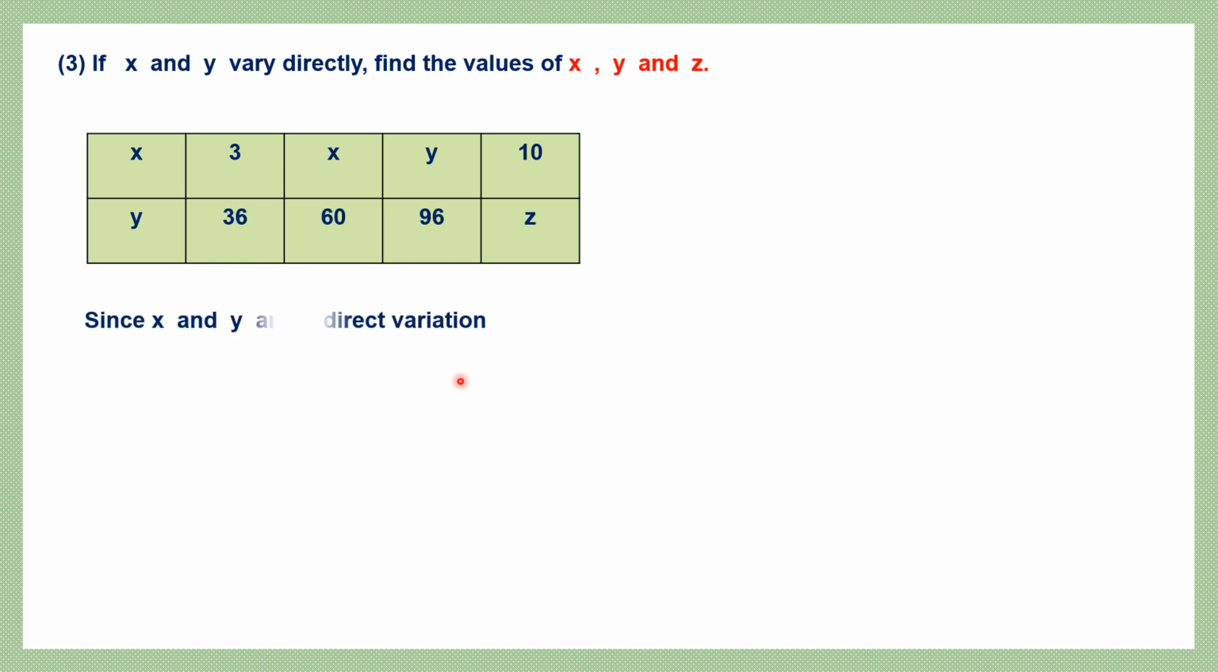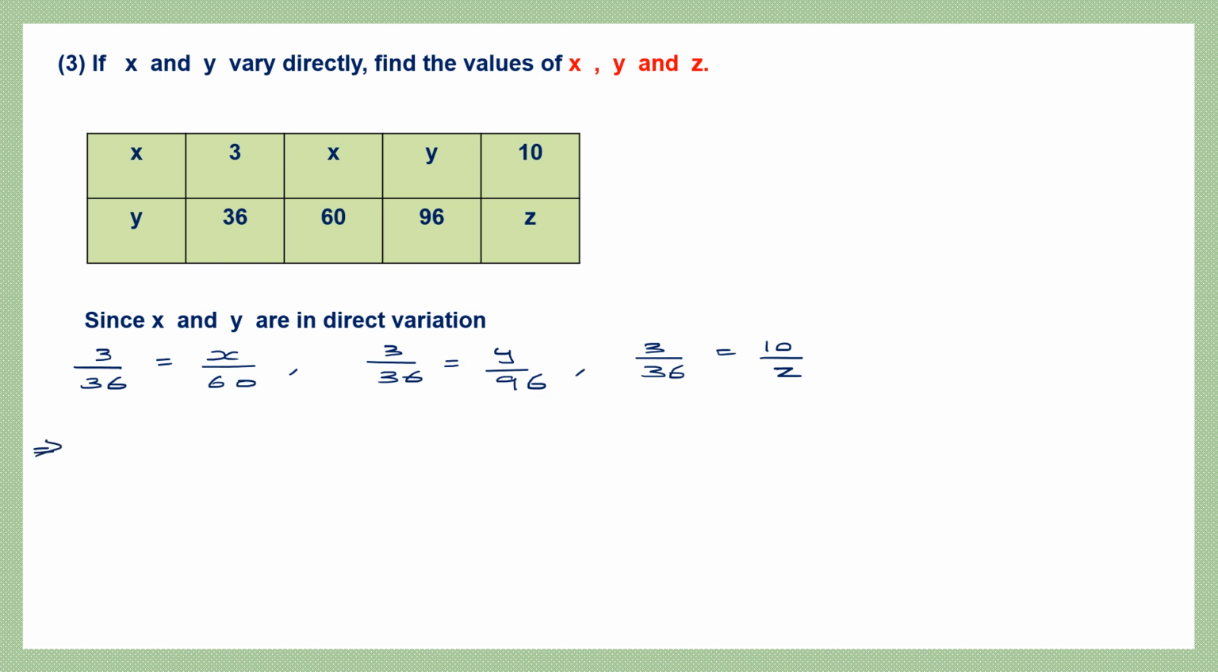So let's begin by saying, since x and y are in direct variation, 3 by 36 is equal to x by 60. We can also say 3 by 36 is equal to y by 96. Also, 3 by 36 is equal to 10 by z. Now we can find the values of x, y and z.